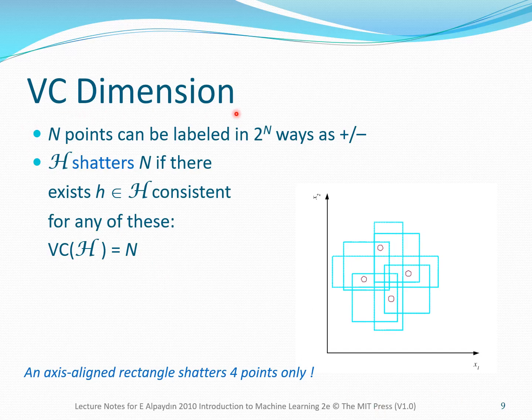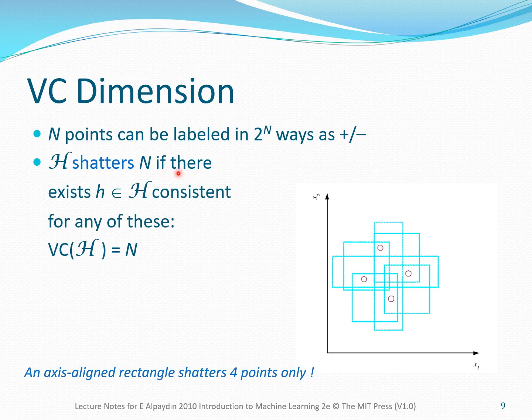VC dimension. Let us say we have a data set containing n points. These n points can be labeled in 2 to the power n ways as positive and negative. Therefore, 2 to the power n different learning problems can be defined by n data points. If for any of these problems we can find a hypothesis h belonging to H that separates the positive examples from negative examples, then we say H shatters n points.